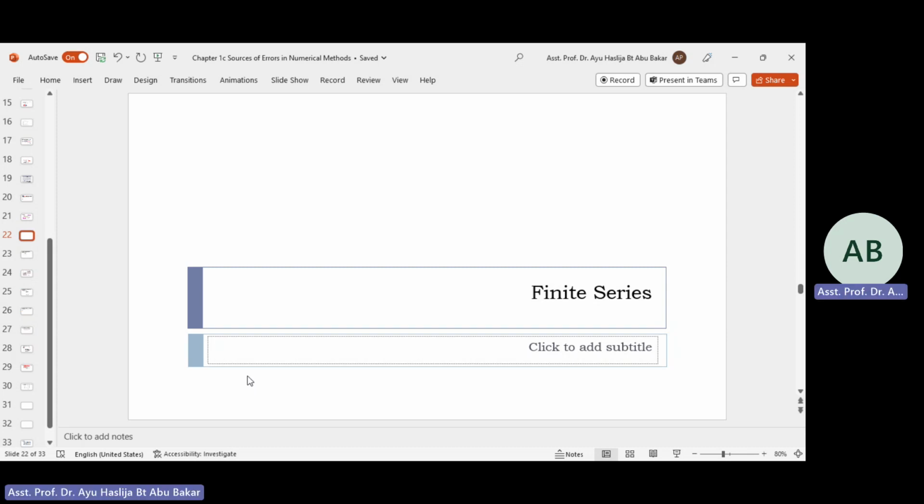Okay, we'll start the finite series. In the finite series, you will be exposed to forward, backward, and centered difference.